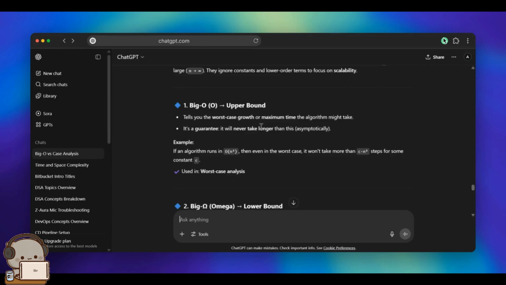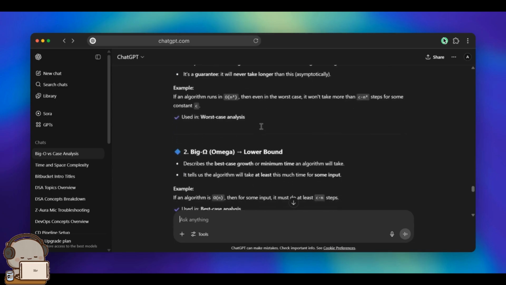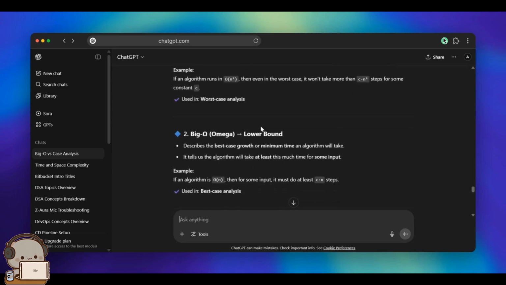If an algorithm runs in O of n square asymptotically, then even in the worst case it won't take more than c times n square steps, with some constant c, used in worst case analysis. Big omega is the lower bound, so it describes the best case growth, the minimum time an algorithm will take.